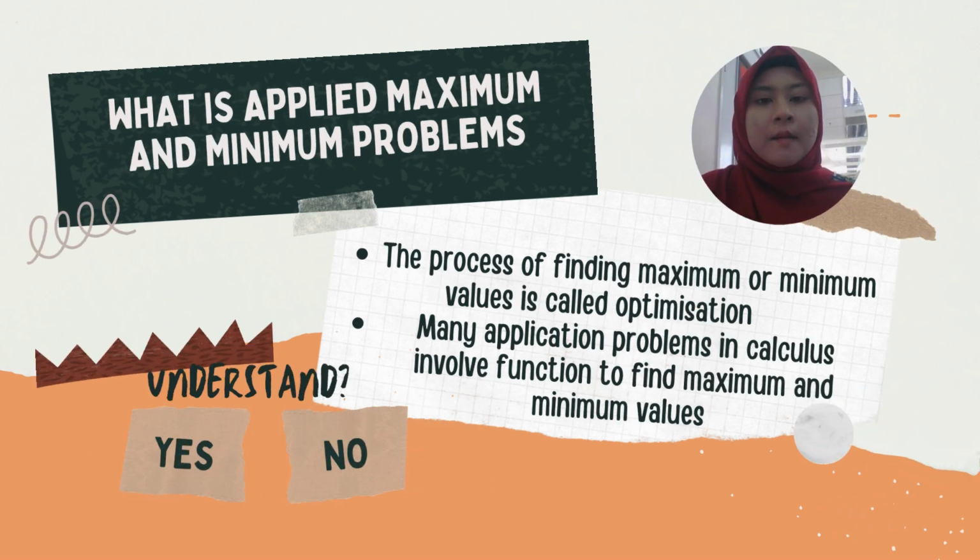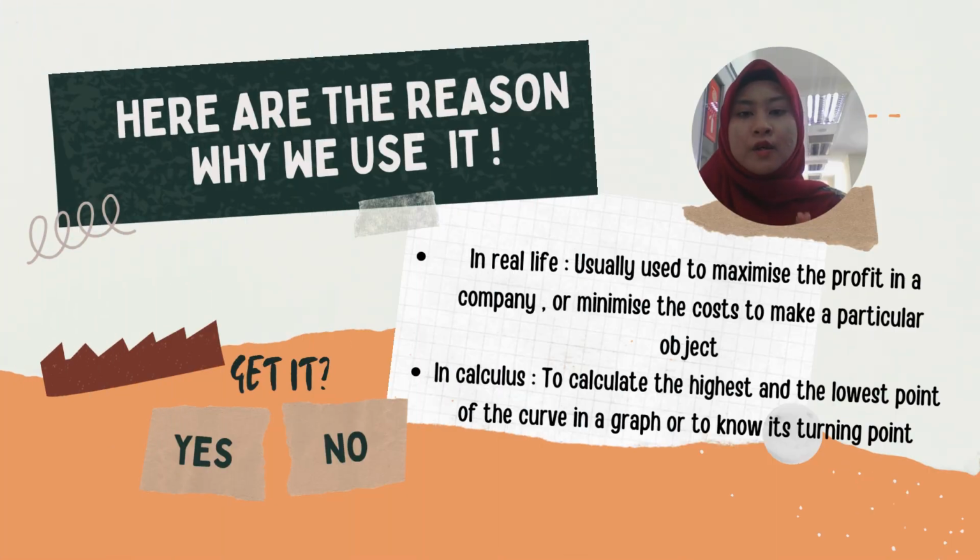So, what is applied maximum and minimum problems? The first one is the process of finding maximum or minimum values is called optimization. Second one is many application problems in calculus involve function to find maximum and minimum values. Okay, here are the reasons why we use it.